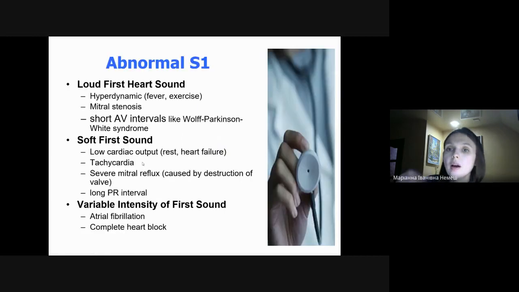Now, beside normal S1, we could hear abnormal S1. It means sometimes it could be very loud. This happened during the mitral stenosis, during fever, after physical activity. Also, sometimes S1 could be soft. It happened mainly in case of heart failure, when people have a low cardiac output, in the condition of tachycardia, and also during severe mitral regurgitation caused by the destruction of the valve.